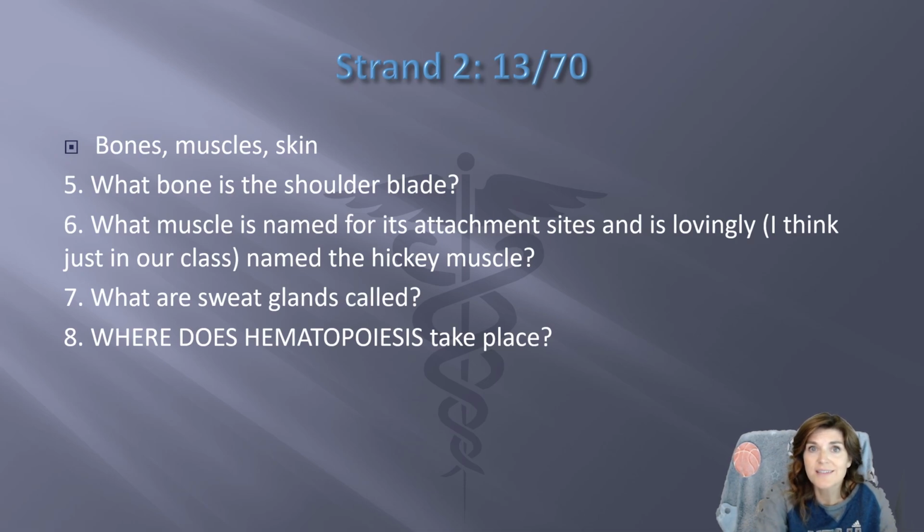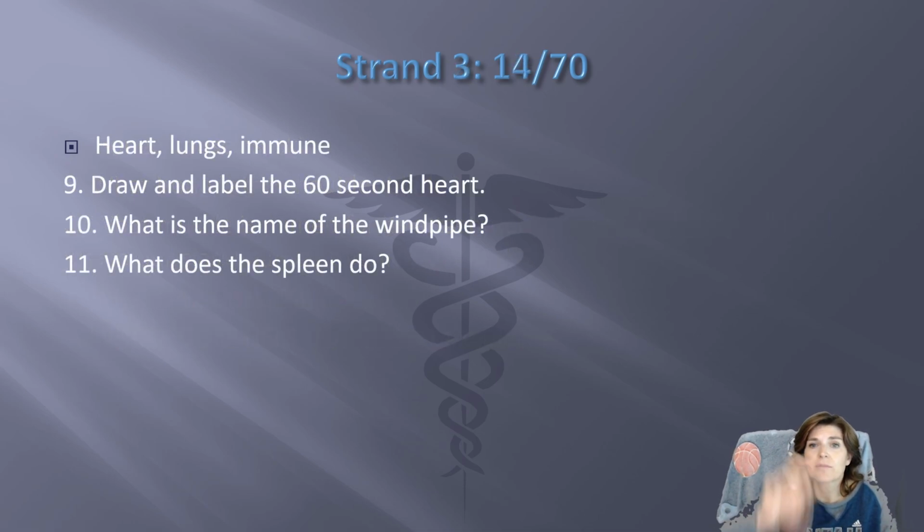That's skeletal. Okay, strand 3 constitutes 14 of the 70 points. So this included the cardiovascular, the respiratory, and the immune systems. And for this, I want you to draw and label the 60-second heart. So bird, circle, circle, bird, give that bird a hat, all that stuff. Okay, what's the name of the windpipe for the respiratory system? And for kicks and giggles, because we watched the video, what does the spleen do?